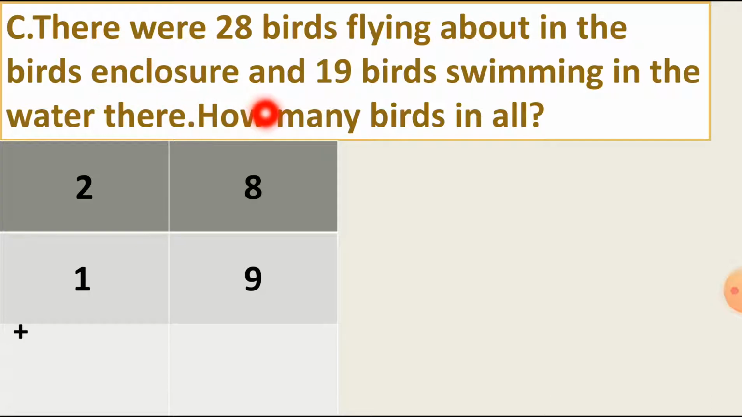So wherever the birds are just flying, not in the particular area, and 19 birds swimming in the water there. Okay, 28 birds are flying and 19 birds are swimming. So how many birds in all? So you can see here, in all.